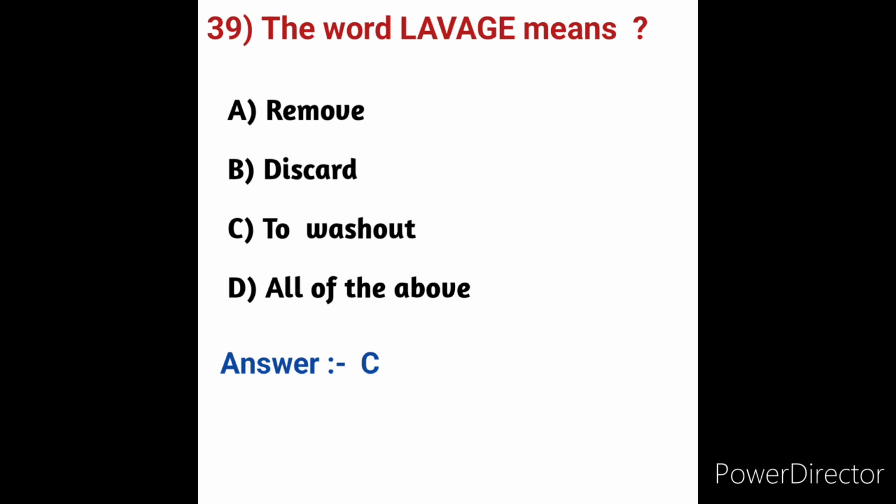Lavage means to wash out, for example, stomach or colon wash. Flushing a wound with a fluid is called irrigation. Through the irrigation procedure also we are doing a lavage procedure. Here lavage means to wash out. Option C is the correct answer here.